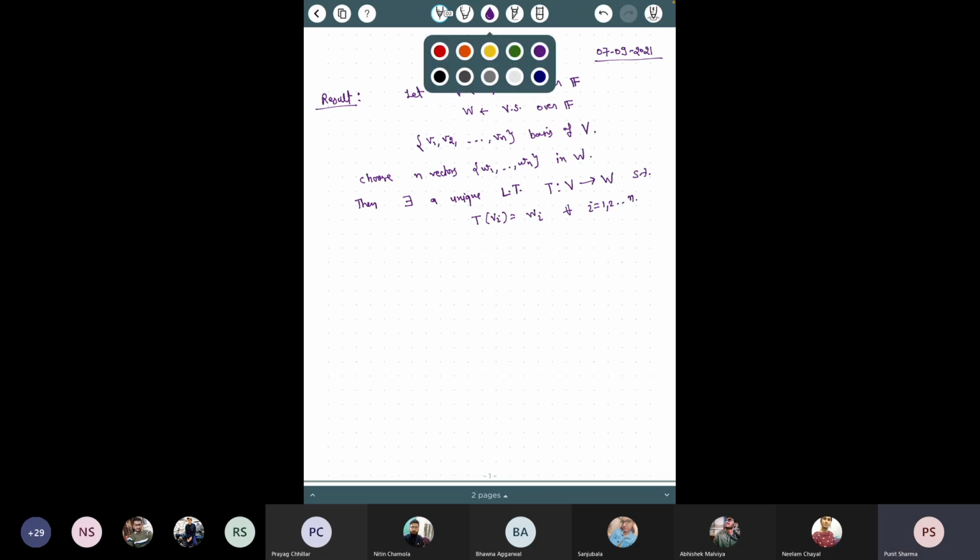The proof is very straightforward. Now, can you tell me how to define it? We want a linear transformation, and we are given only the Vi's, these basis vectors, and these Wi's. Now, can you define a linear transformation from V to W? Is there a way to define it?